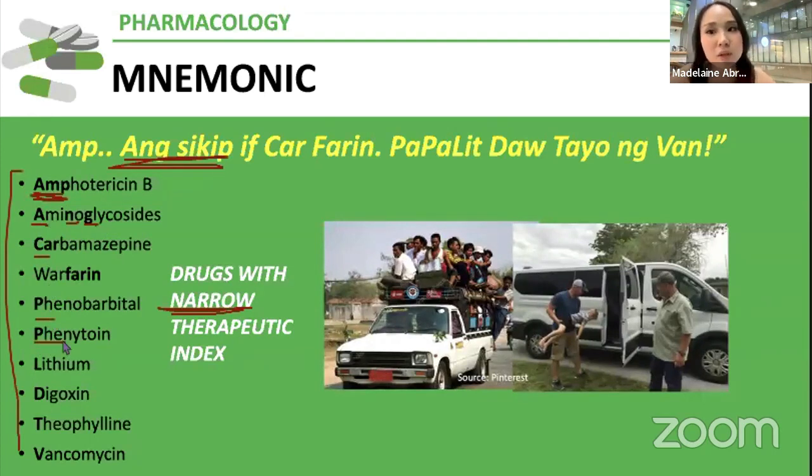So, when you memorize your drugs, you can also classify based on class. So, carbamazepine, phenobarbital, and phenytoin. So, alam nyo na, may tatlong anticonvulsants na may narrow therapeutic index. Ano pa? So, warfarin is an anticoagulant, your lithium, drug for bipolar, digoxin is a cardiac glycoside for your heart failure, and then your theophylline is a PDE inhibitor for your asthma, COPD, so it's a bronchodilator. And then your vancomycin, again, is an antibiotic, as with your aminoglycoside. So, tandaan, may dalawang antibiotic na may narrow therapeutic index.